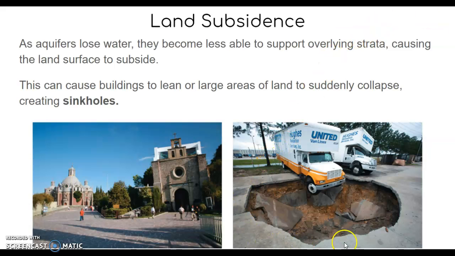Here's an example on pavement. This looks like it was in a parking lot. And then this is an actual building where the land underneath it, because the aquifer has been overpumped, has started to sink into the ground. So subsidence is just a hole forming in the ground from the loosening and the loss of integrity of that soil.